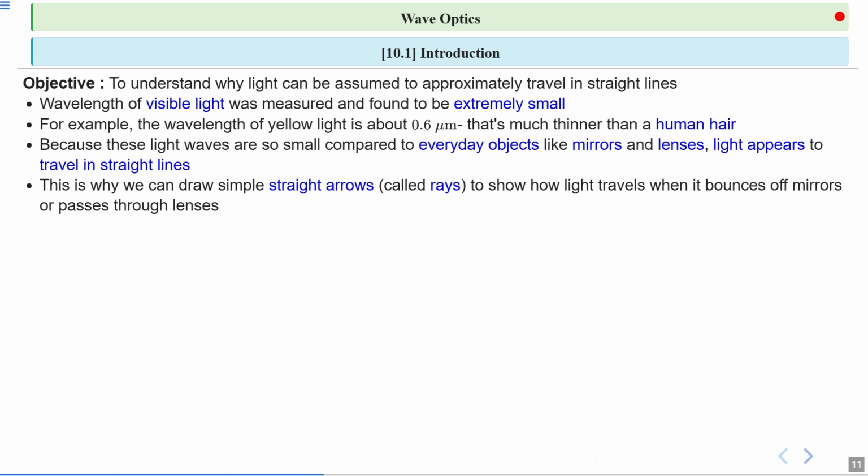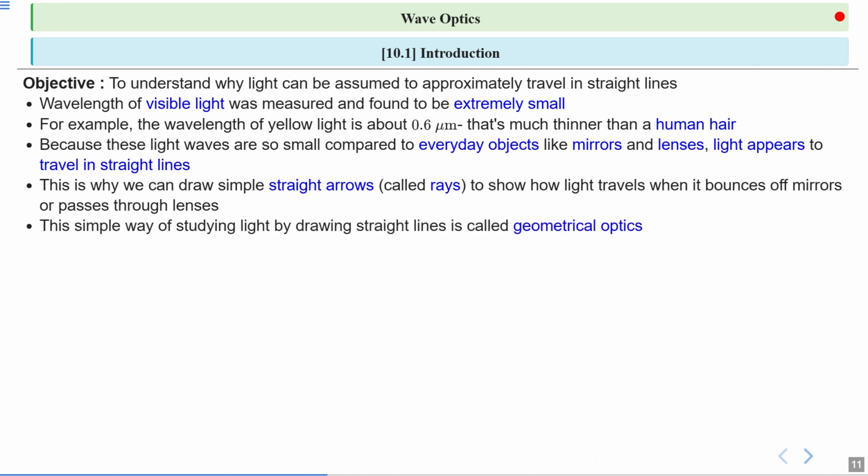So this is why we can use simple straight arrows known as rays to depict how light travels when it reflects off mirrors or passes through lenses. These rays help us predict and understand light's path. This straightforward method of studying light by drawing straight lines is called geometrical optics. It's a practical approach that works well for many everyday situations.